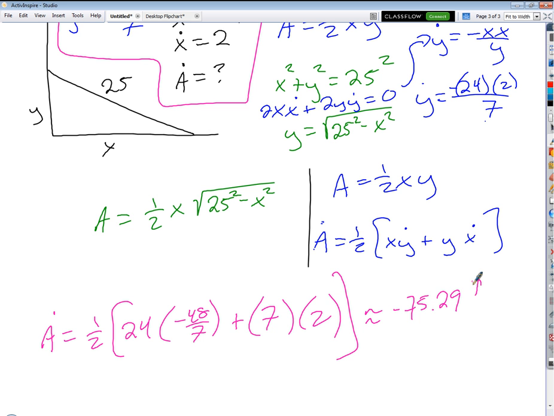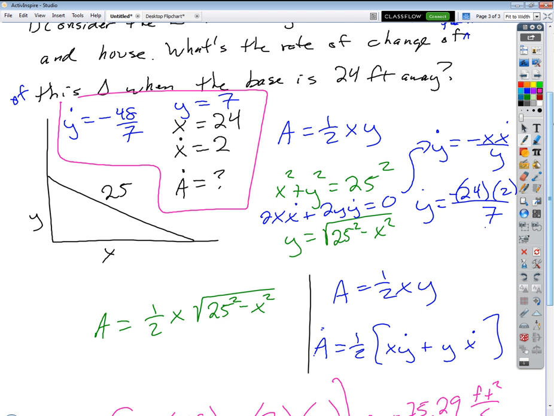What should the units be if it's the rate of change of area? Square feet per second, yeah. Do we keep that one negative? Yeah. Why do we keep it negative? Because what's happening to the area here? The area is going down.